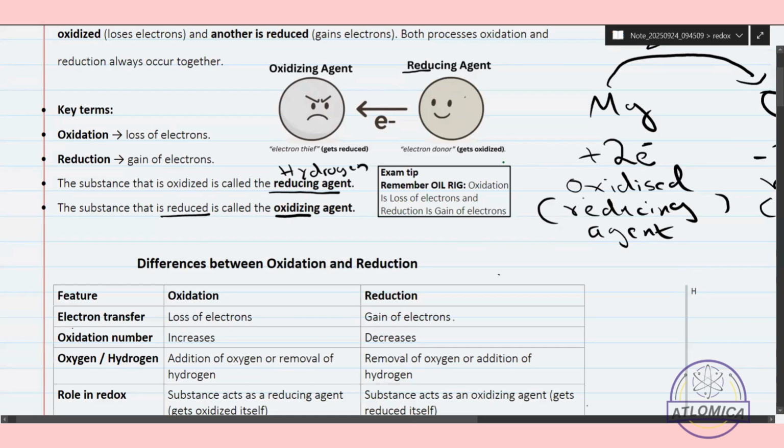One of the important tips that you can use in the exam is the mnemonic OIL RIG. What does OIL RIG stand for? OIL RIG says oxidation is loss of electrons and reduction is the gain of electrons.